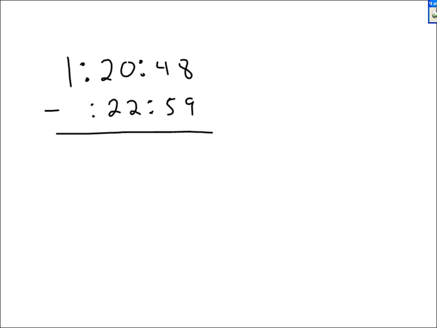So you have 48 minutes and you want to take away more. You can't do that. So you borrow from the hours. You now have 19 hours. And you add 60 to this number, because 1 hour is 60 minutes. 108 minutes. 108 minus 59, if I'm not mistaken, is 49. Okay, that's done. The minutes are done.